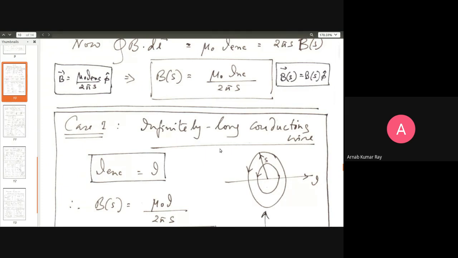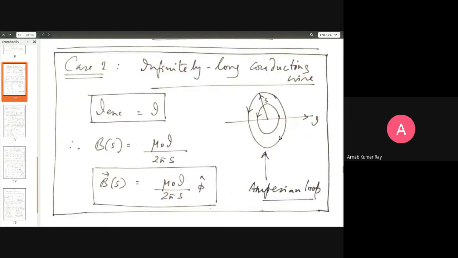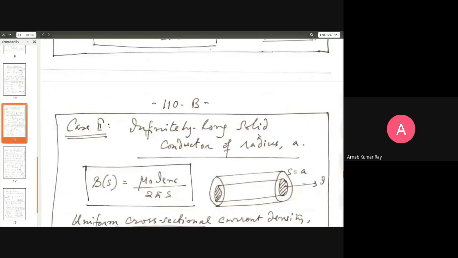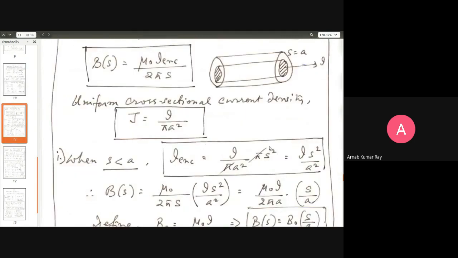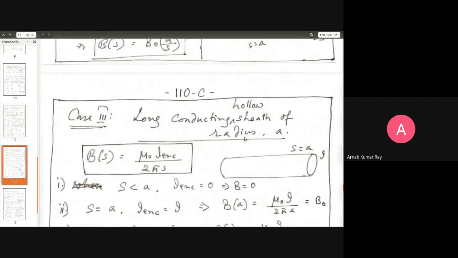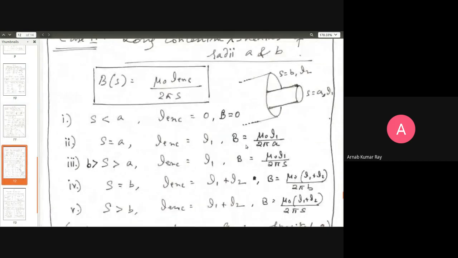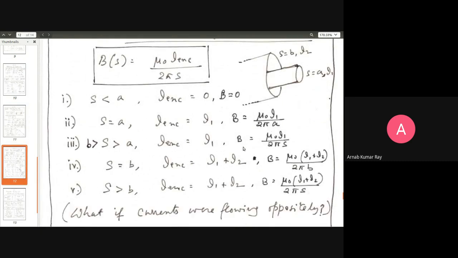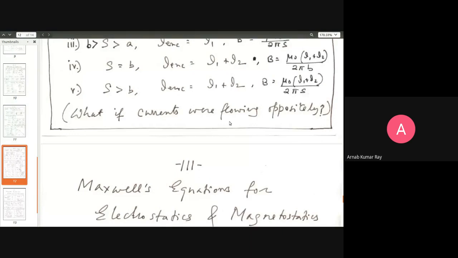So we have just talked about cylindrical symmetry, and we have discussed 4 cases: infinitely long thin conducting wire, infinitely long solid conductor of radius a, hollow sheath, and 2 concentric hollow sheaths. There could be other things also. You will be given some tutorial problems to work with these things later. But as I said, if you have understood the basic principle of what we have discussed, the subsequent tutorial problems can't be too difficult.